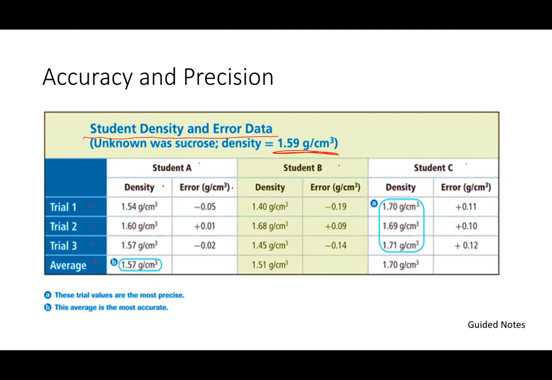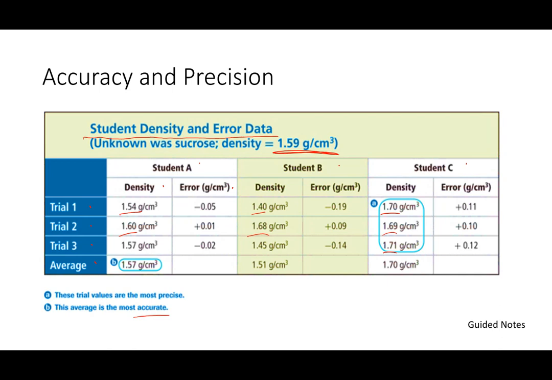Okay, so precision has to do with the closeness of multiple measurements to each other. As we can see, student C had 3 measurements that were all very similar to each other. They didn't have a large range. Whereas student B had a pretty large range between 1.4 and 1.68. And then student A also had a larger range that went from 1.54 to 1.6. So student C here is going to be the most precise.